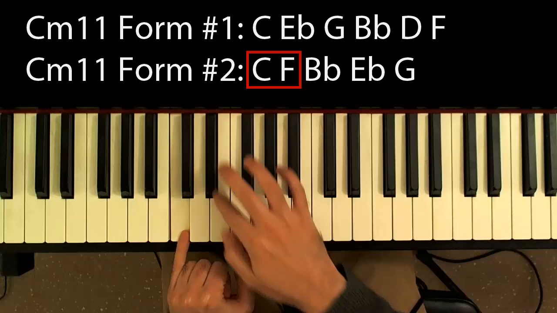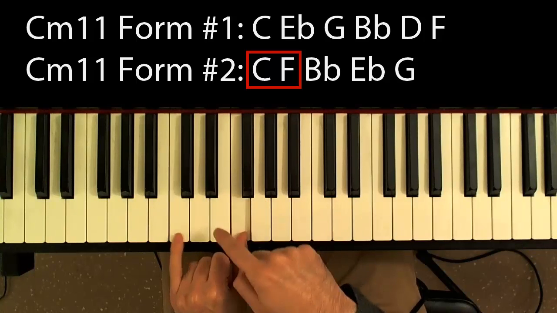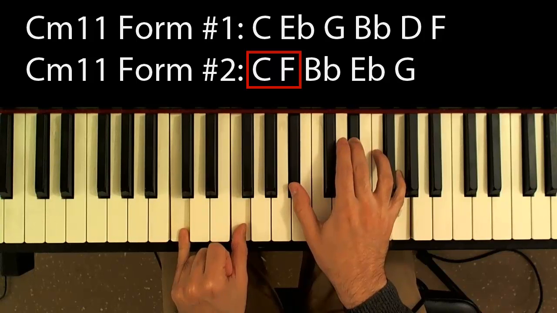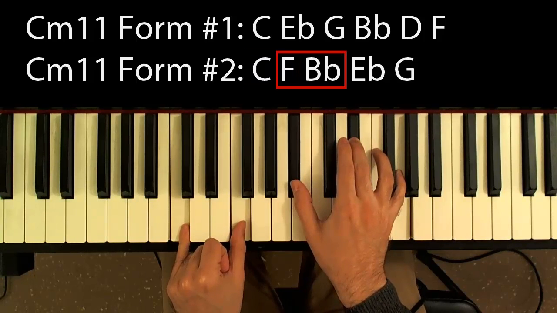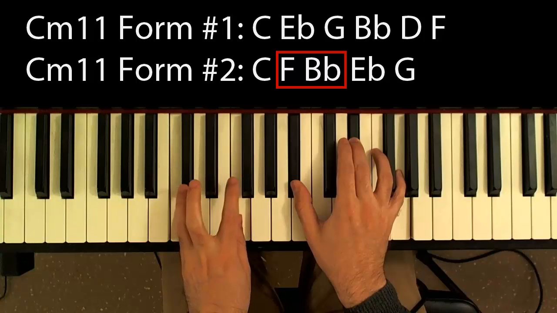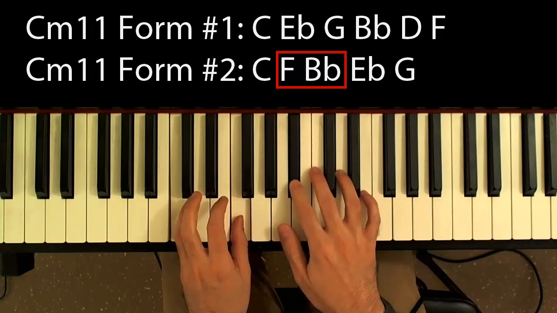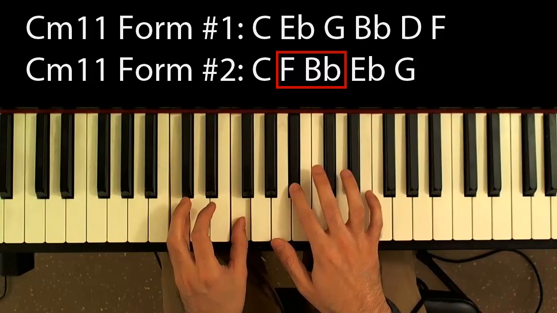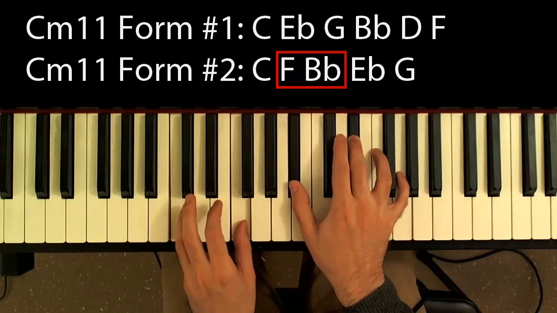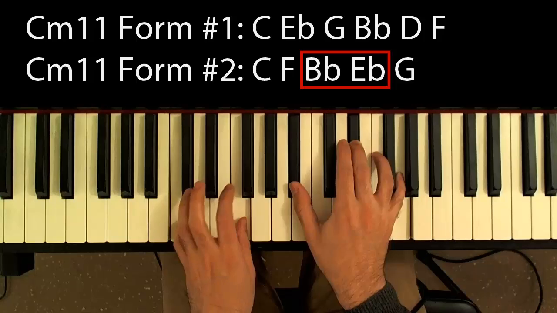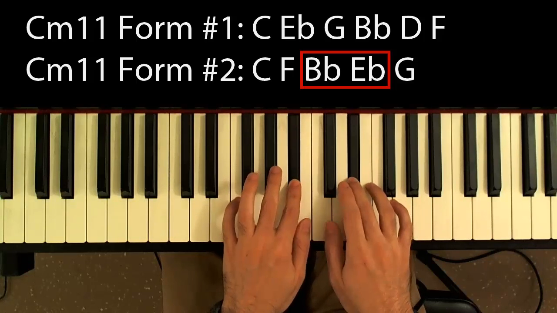1, 2, 3, 4, 5. So this is a perfect fourth. Let's take the second pair and start counting the semitones between them. 1, 2, 3, 4, 5. Another 5 semitones, meaning these are also a perfect fourth apart. These are also a perfect fourth apart, and we can count 1, 2, 3, 4, 5.